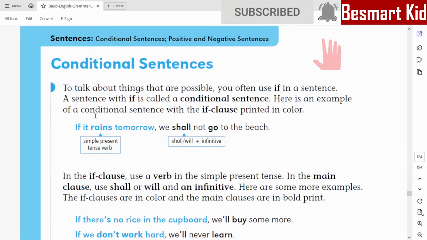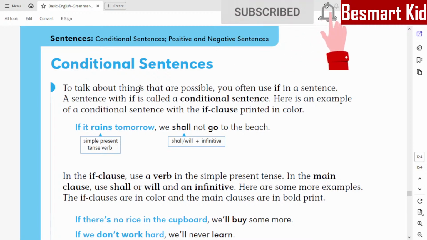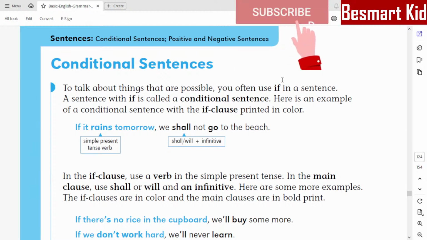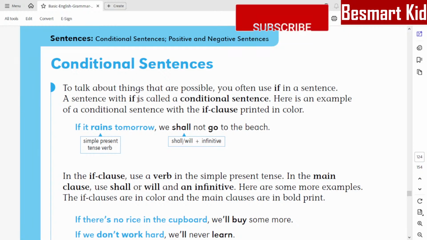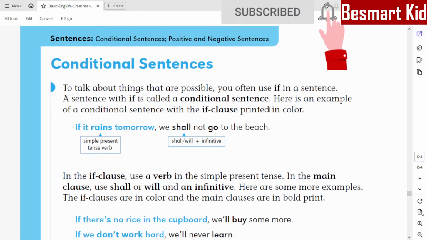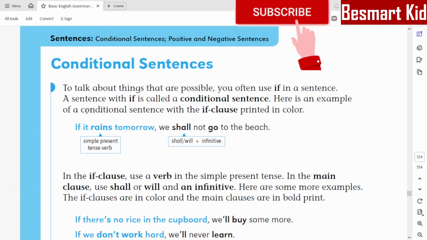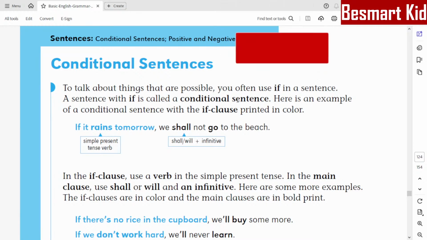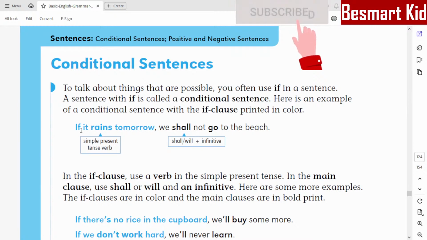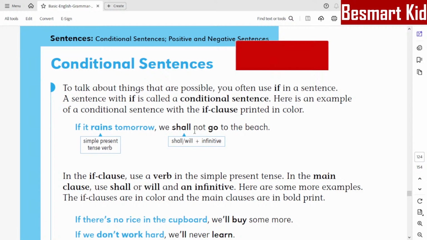Now we have conditional sentences. To talk about things that are possible, you often use if in the sentence. A sentence with if is called a conditional sentence. Here is an example of a conditional sentence with the if clause printed in color. If it rains tomorrow, we shall not go to the beach.